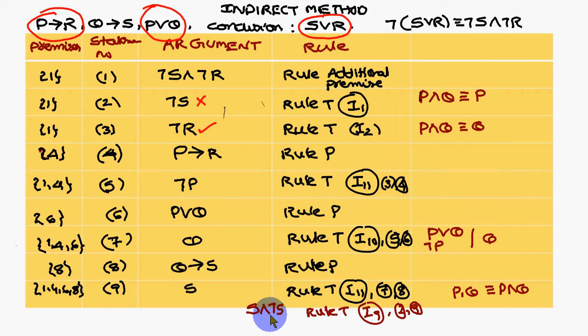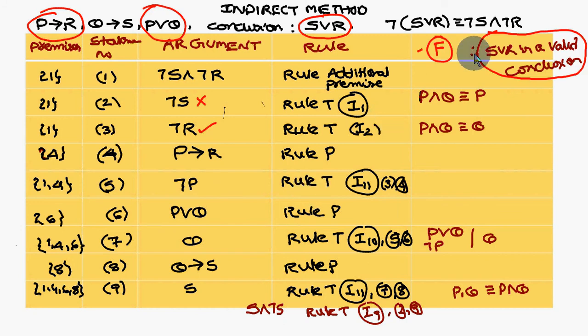Why are you getting S and not S? By rule T, I9 implication, combining the second and 9th statements. S and not S is a contradiction. Why are you getting a contradiction? Because you have taken the negation of the conclusion. That's why you are getting the contradiction. So the negation is not correct. That means the original conclusion S ∨ R is valid. So S ∨ R is a valid conclusion. Okay, this is the way of solving by the indirect method.